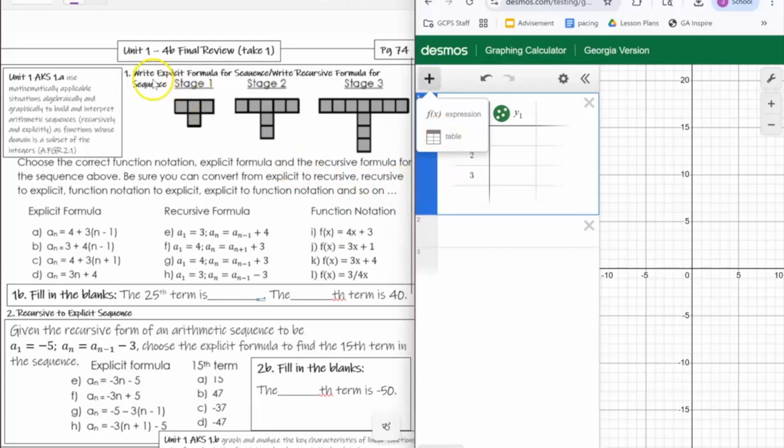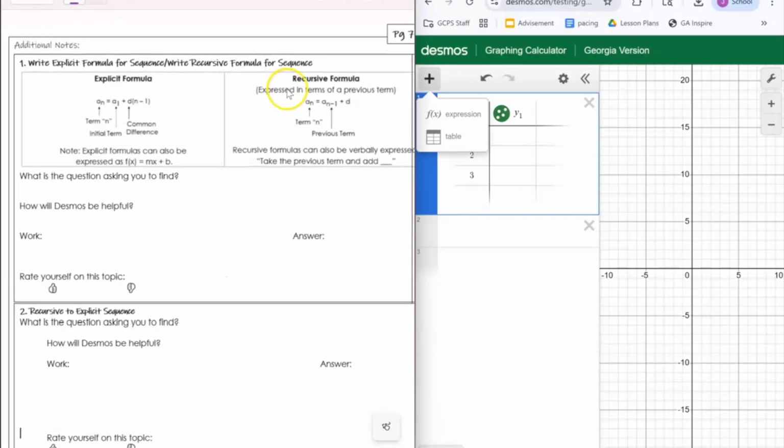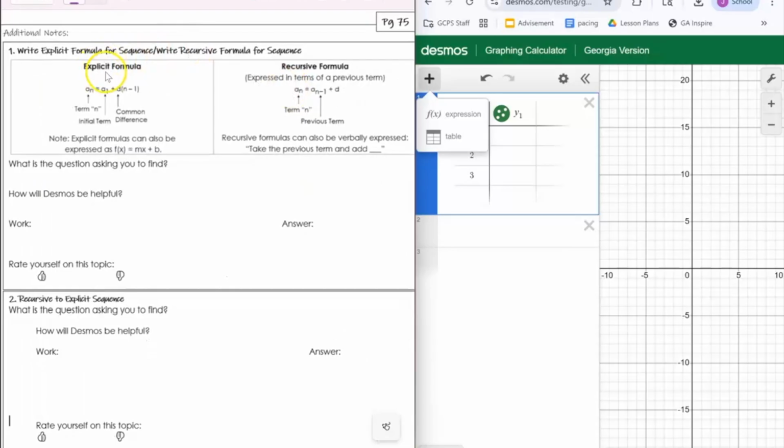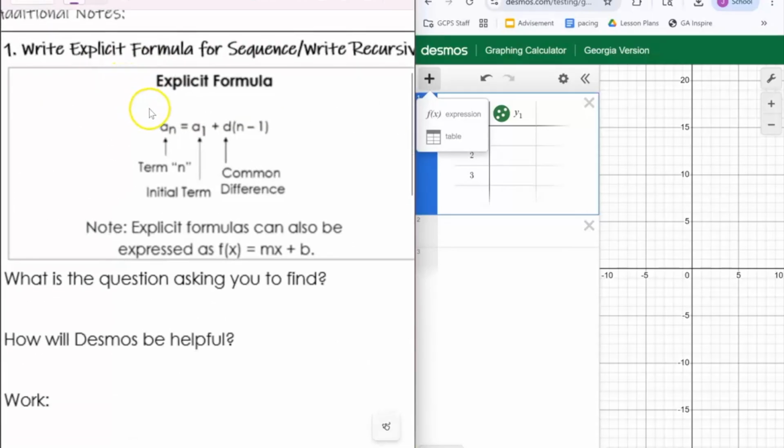All right, now before we even go into this, what is explicit and what is recursive? So if you look at your notes on the right hand side of your page, you'll see that it's in your formula sheet. The only thing is, of course, they're not going to tell you what everything is. So I'm going to just describe everything really quickly. This is a to the nth term. So this is the a nth term.